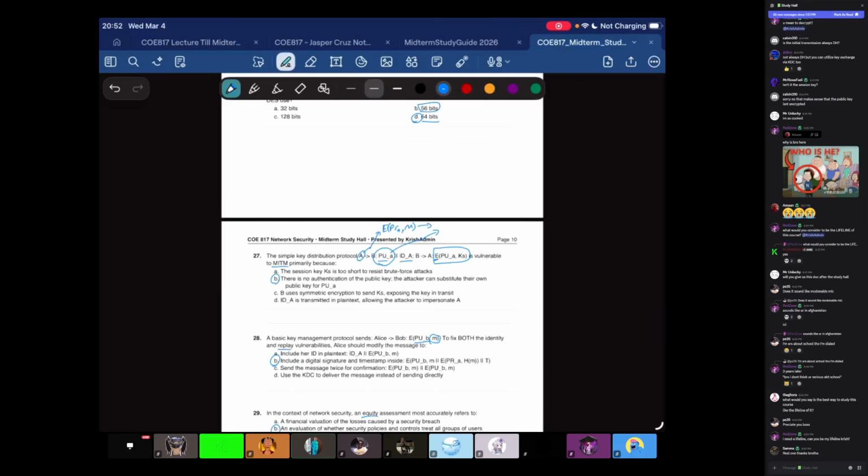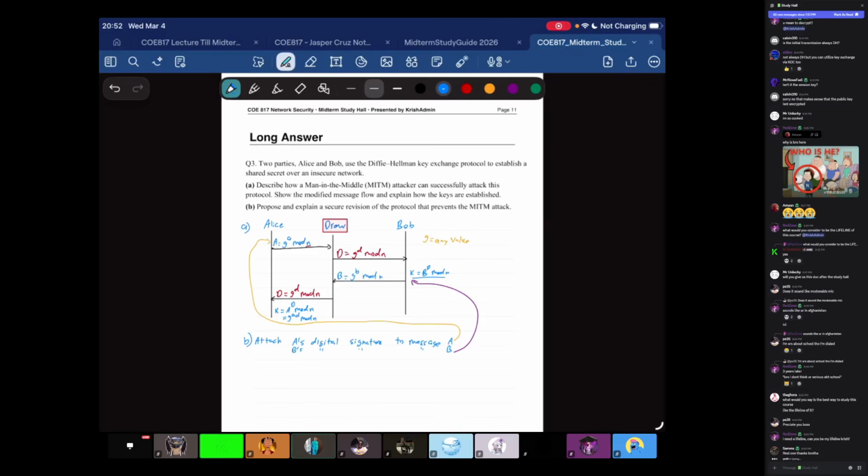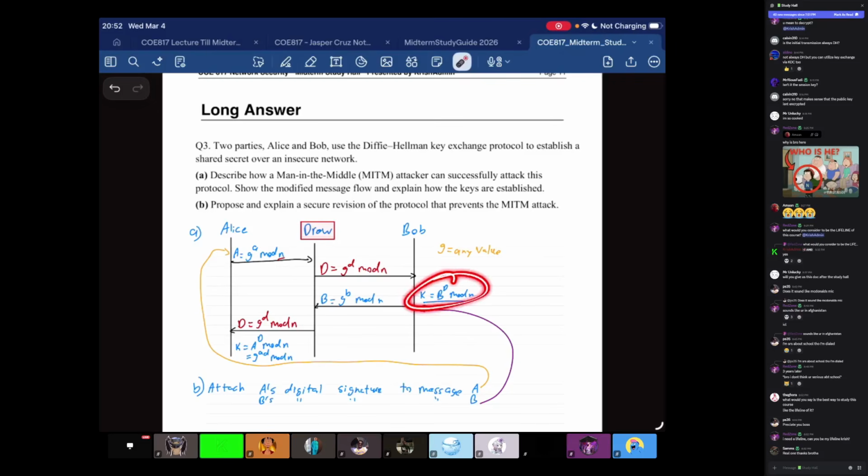I had a question about question 3 that we discussed earlier. The long answer or short answer one? Yeah, the long answer. In the second part of part A it says show the modified message flow and explain how the keys are established. I was just trying to show how the keys are established. Is that correct? When we have this key that we generated, the K value, that is the establishment of said key. So I guess that's what explains how they're established, right? Yeah. Thank you, Krish. No worries.